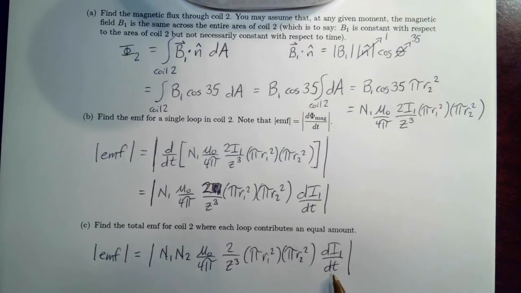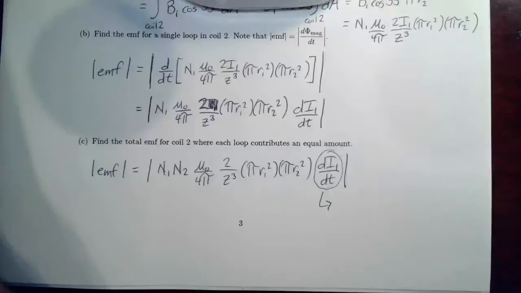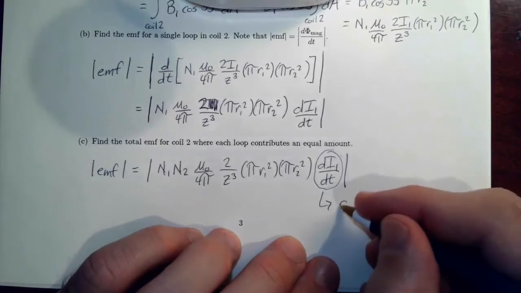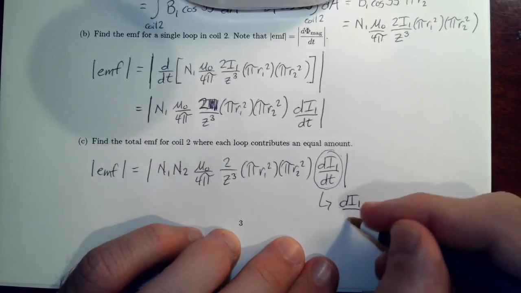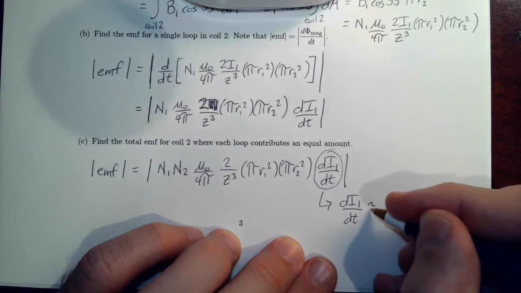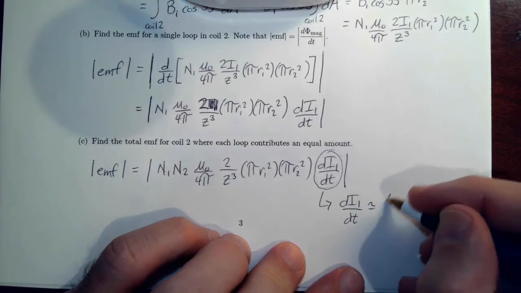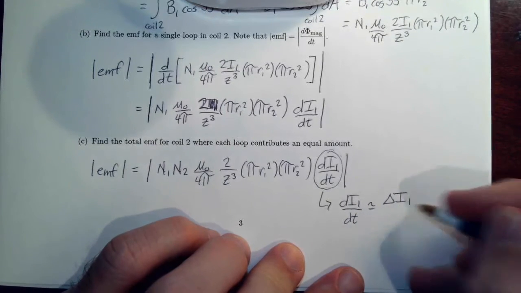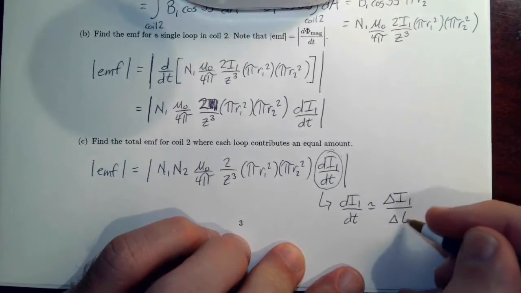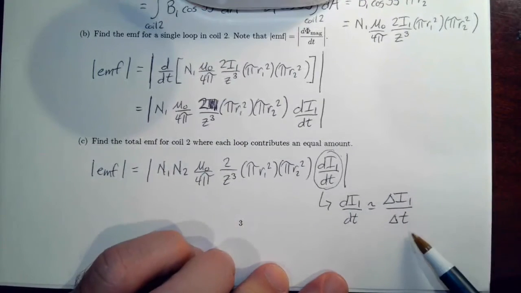Okay, now we have numbers to plug in here, but we need to figure out what this is. So what we're going to do here is approximate it with an average. We know that this is an instantaneous rate of change, but we can approximate that with an average rate of change. And these are numbers that we're given.